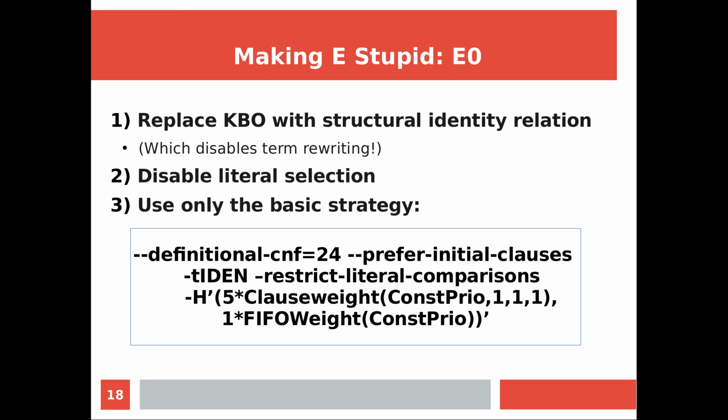And literal selection is also disabled, so E is free to do as many inferences as it needs to. And only this basic strategy is used, rather than a more sophisticated one.